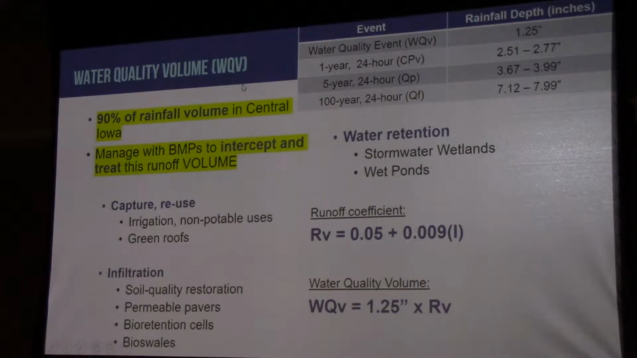And if you can't get to that 1-inch, then you work your way up to the very next tier, which is the water quality volume. And this has probably been used a little bit more commonly in the Des Moines metro area. There are a lot more cities that already have this as some type of standard.